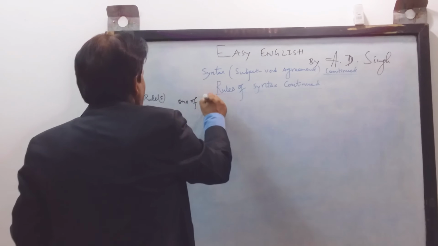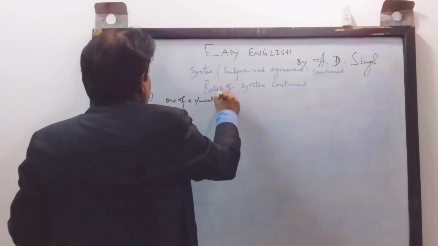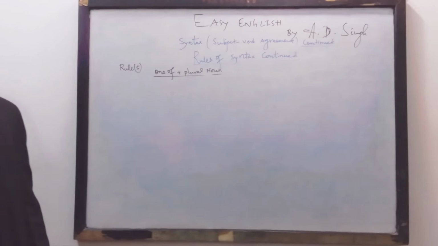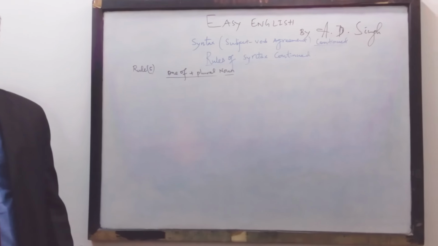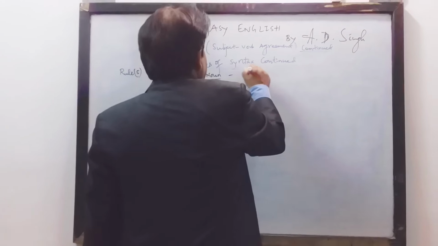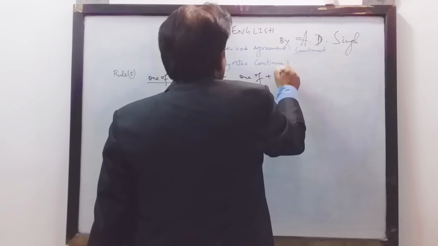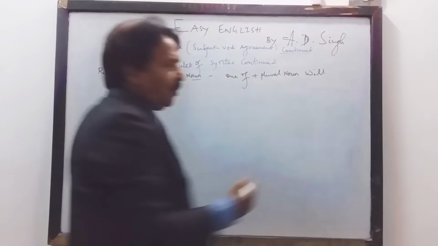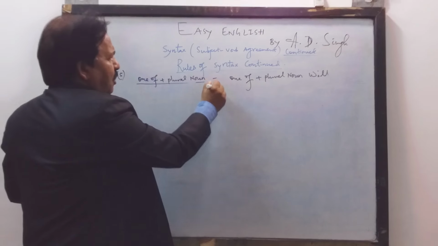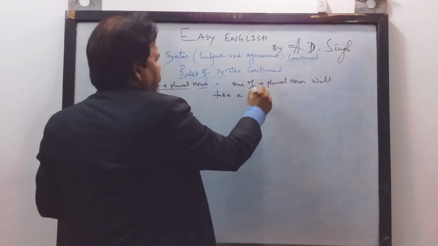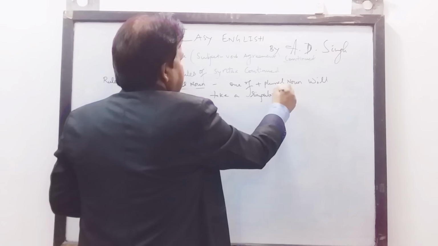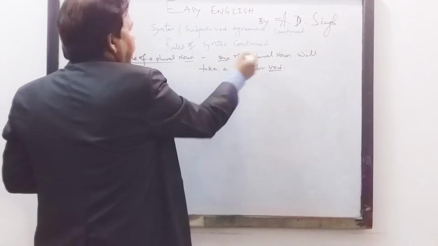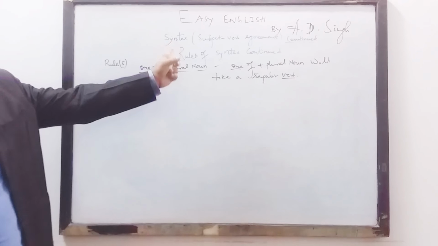One of plus a plural noun. Look at that, plural noun. Whenever a sentence contains one of plus a plural noun, definitely the verb will be singular. One of plus plural noun will always take a singular verb. Ask why, sir? Because the sense is singular. One is always singular. We will not mark the plural noun as the subject. The real subject is one.